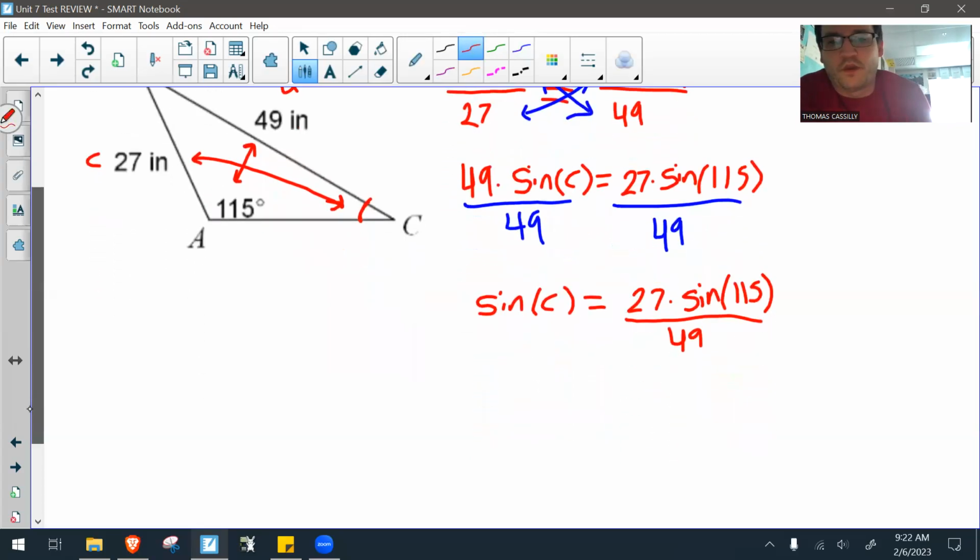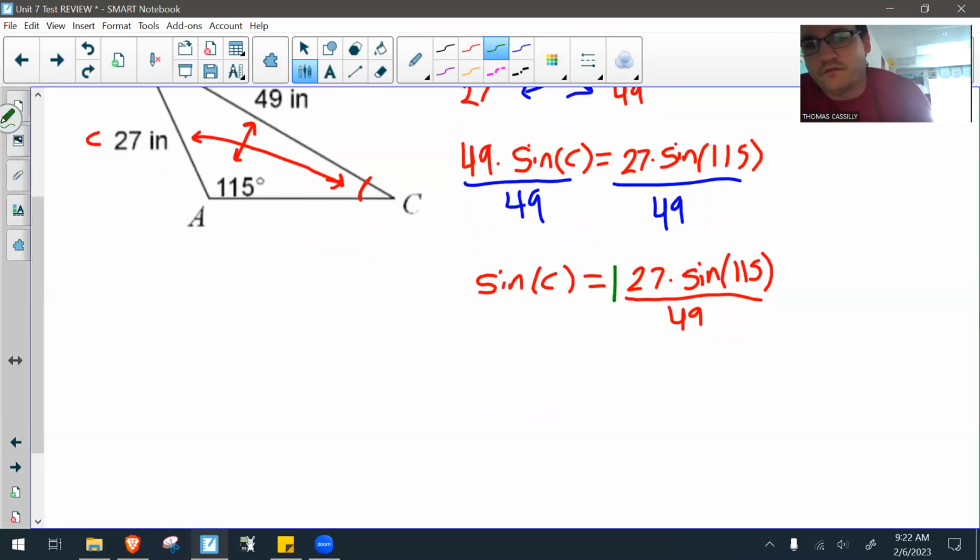All right. So what we can do from here is, if you want to, you can go ahead and type that into your calculator and get a really long decimal, right? And use that entire decimal. We just have to be careful. We're trying to get C by itself, right? C is an angle. And whenever you're looking for an angle, whenever you have the sine of C or even the cosine of C or tangent of C, whatever, to get the angle out of that sine, here's what we do. We inverse sine both sides. All right, so this is the inverse sine on both of them.